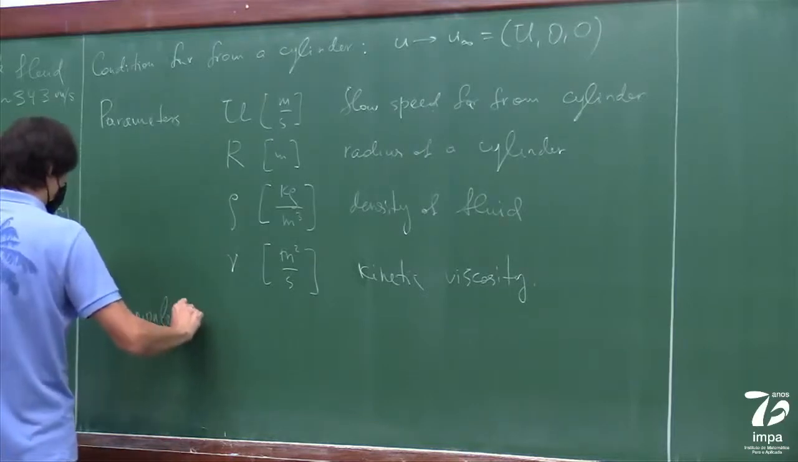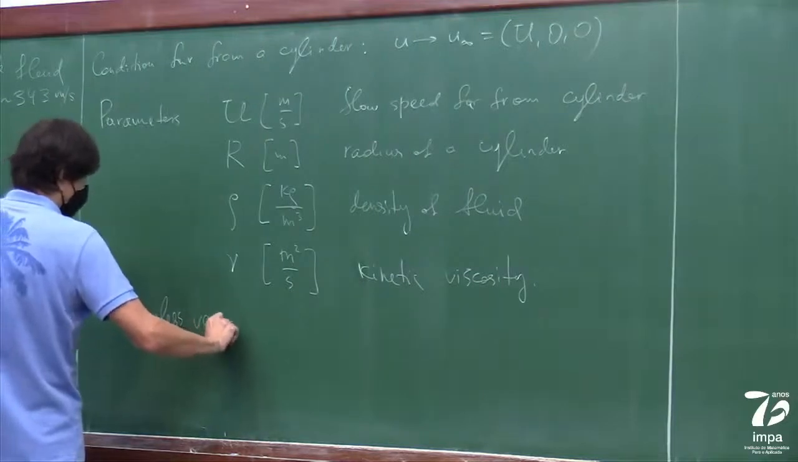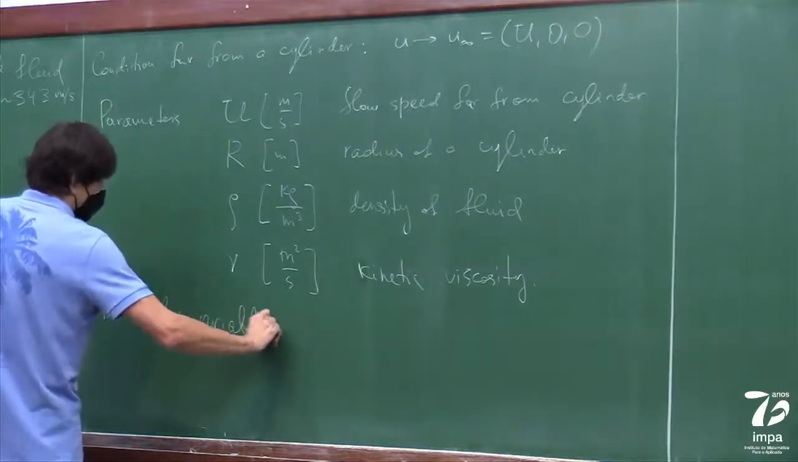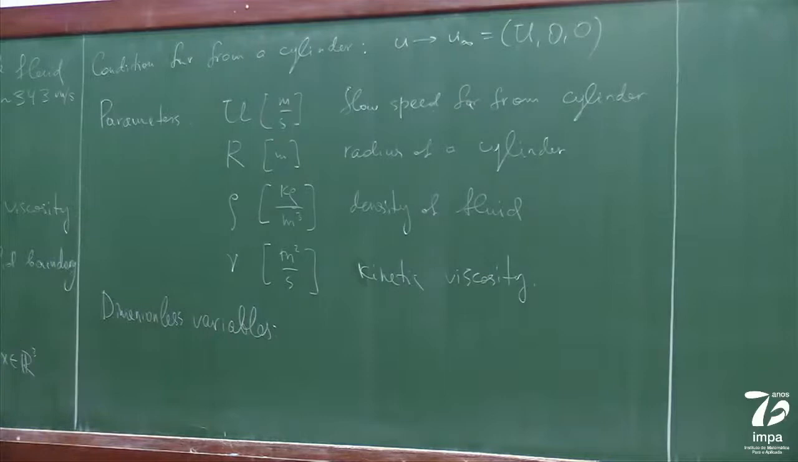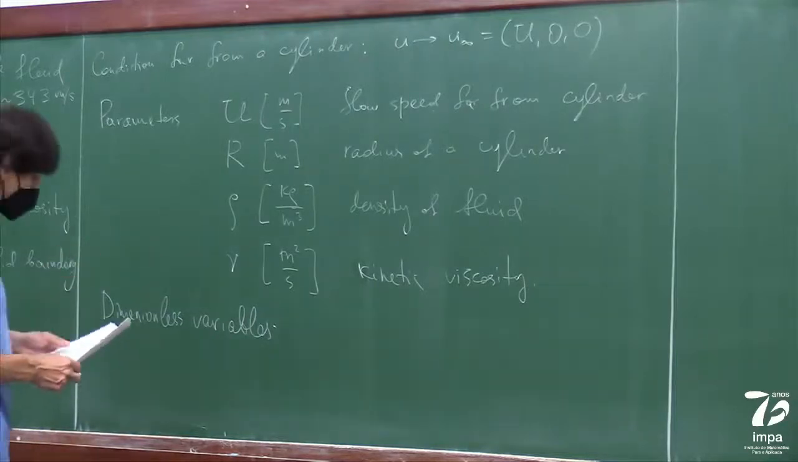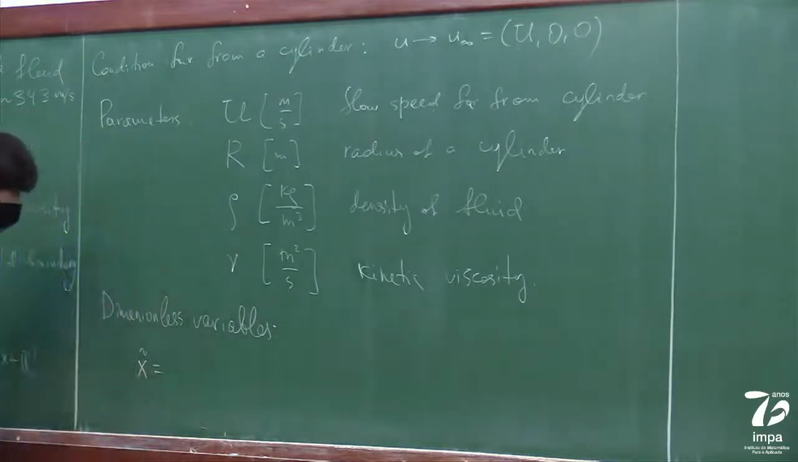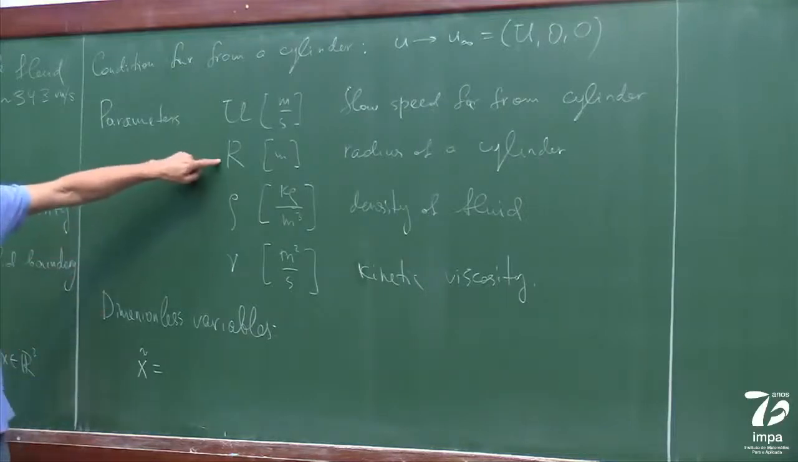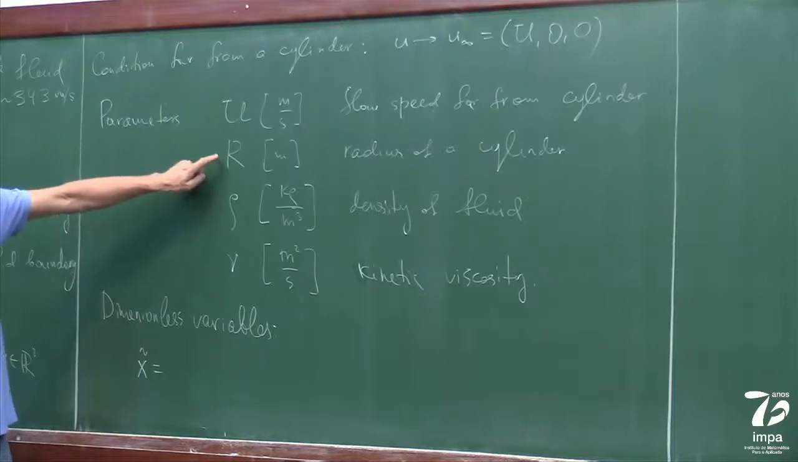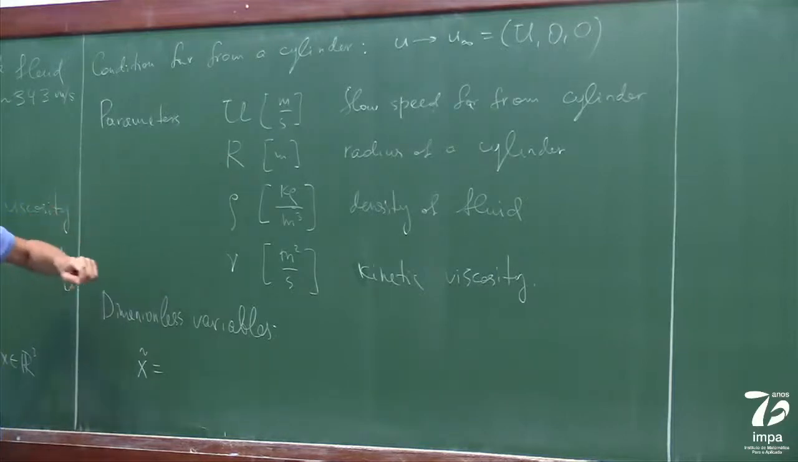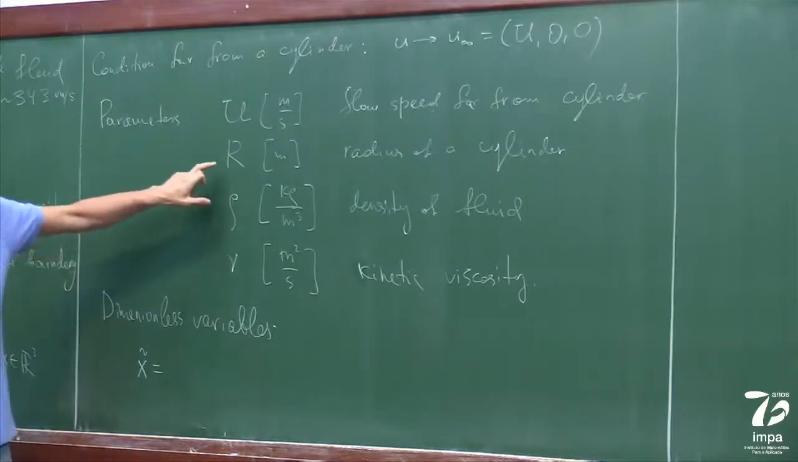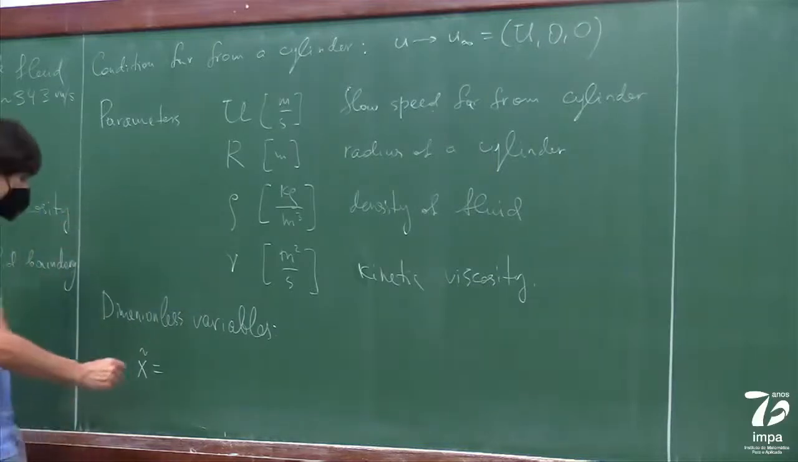So let's consider dimensionless variables. You define them in a rather unique way. You consider dimensionless distance, or dimensionless coordinates, relative to the size of the cylinder. So x by R.